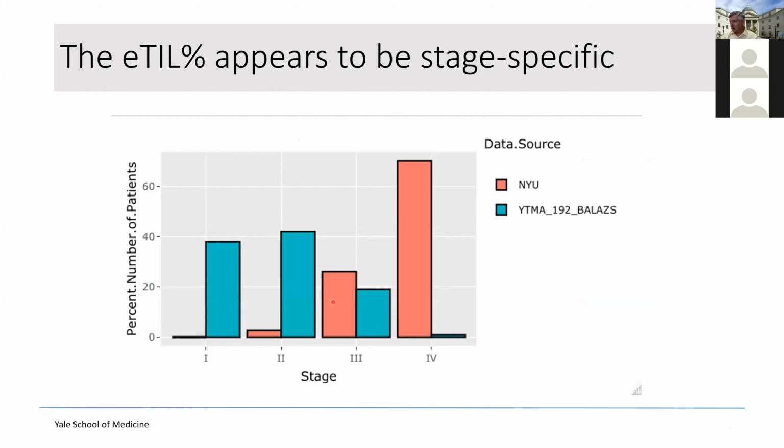But again, as we showed in breast cancer, the NYU cohort was essentially all stage 4 and 3s compared to the Yale cohorts that were all predominantly 1 and 2 with a little bit of stage 3 and barely a stage 4. And so I think this shows the importance of stage. And in fact, then we started validating on lots of other cohorts.